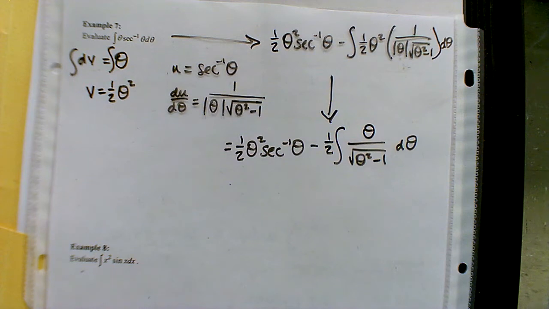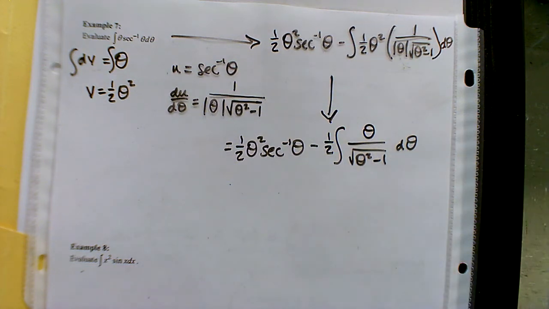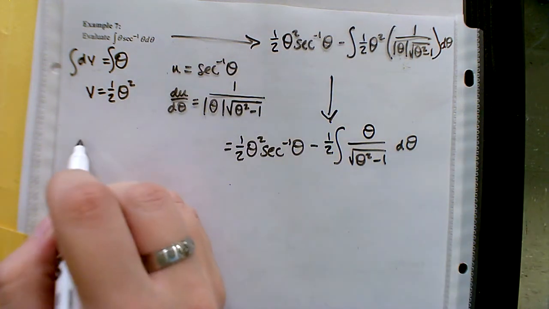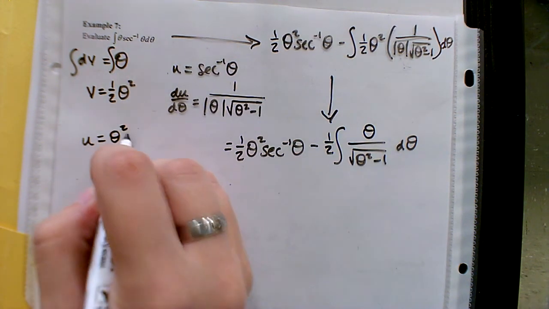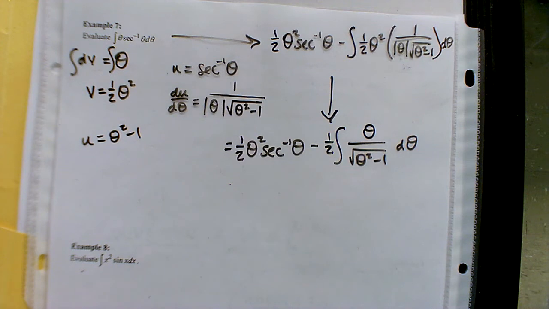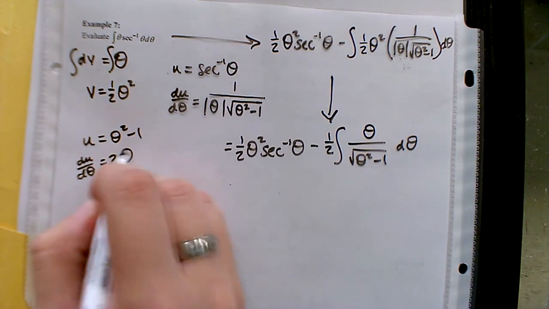Reverse power rule's gone. Another by parts is gone because we're not multiplying. We can't do partial fractions because we can't factor the denominator. Let's try u sub. What do you want to let u be? Theta squared minus 1, the inside stuff. Yep, theta squared minus 1. So the derivative would be 2 theta.